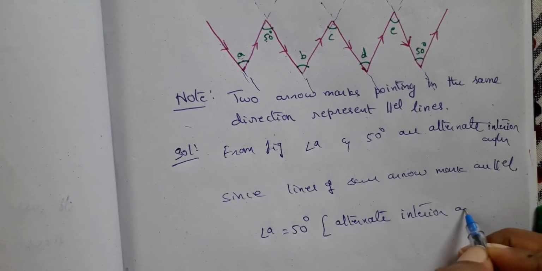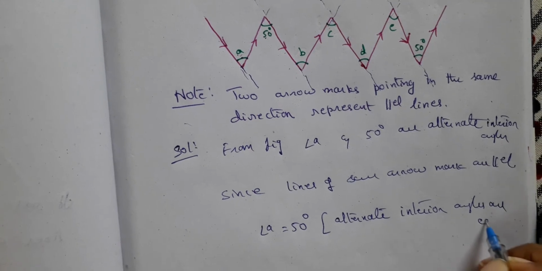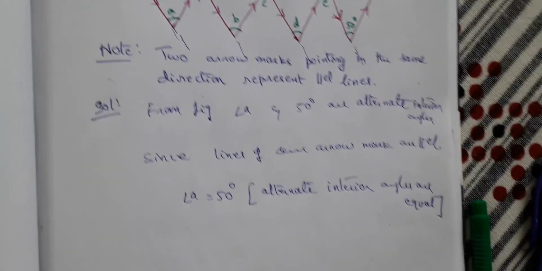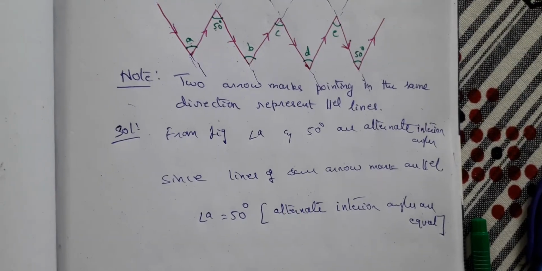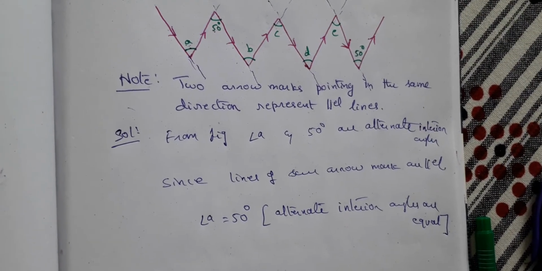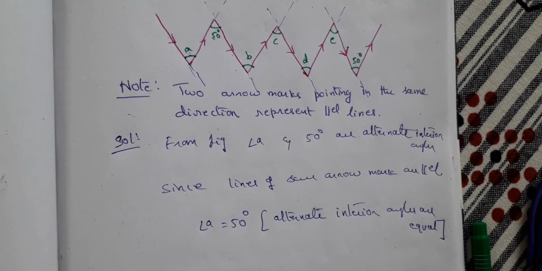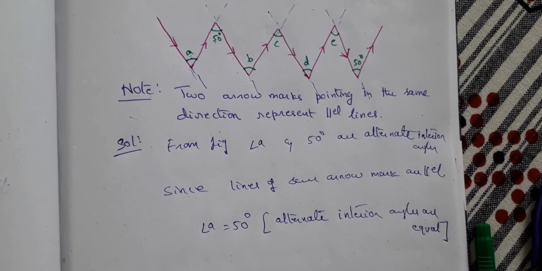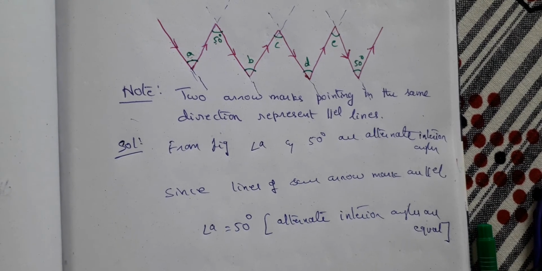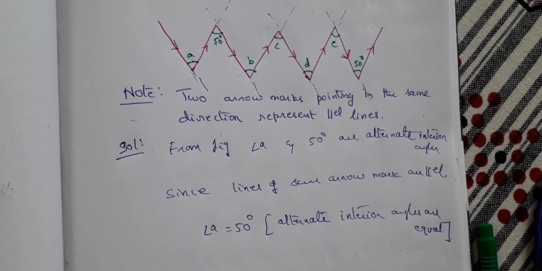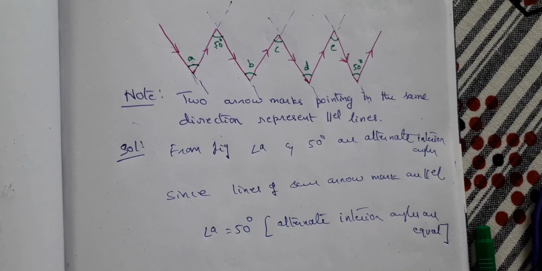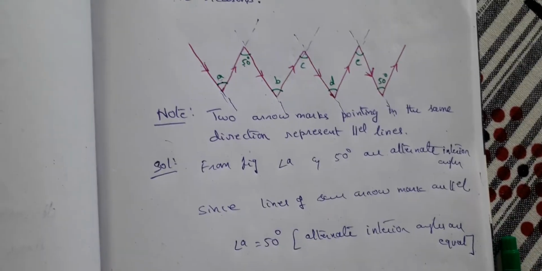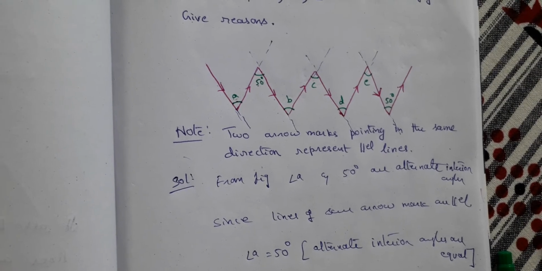Interior angles are equal. Is it not? So in case of parallel lines, only when they are parallel we can write them to be equal. Okay? Right. So similarly, if you take now B and 50, same reason. Angle B and 50, same reason. Angle C and D, same reason. Angle E and 50, same reason. Right?